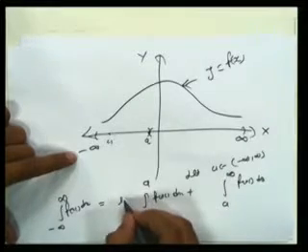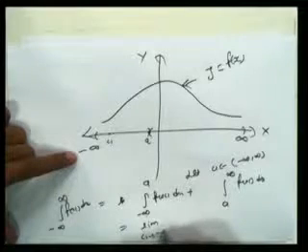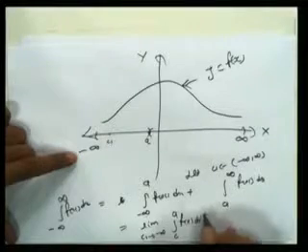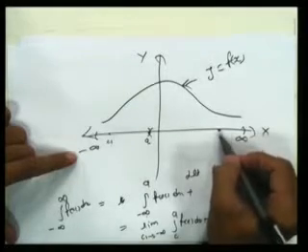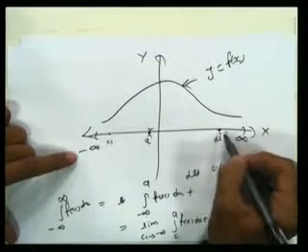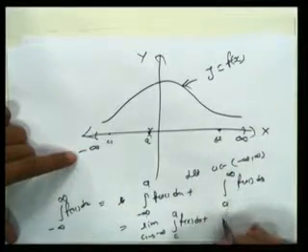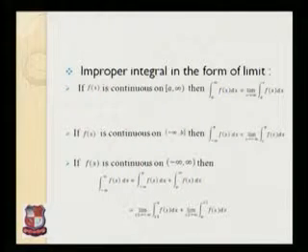Hence we can write this is equal to limit c1 tends to minus infinity of integration from c1 to a of f of x dx. And for the other integral also, if we choose any point c2 somewhere here, then applying the concept of limit, we can extend this point c2 towards infinity. Hence this integral can be written in this form: limit c2 tends to infinity of integration from a to c2 of f of x dx.